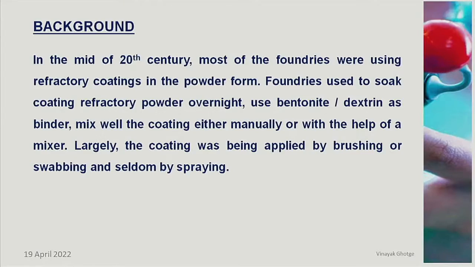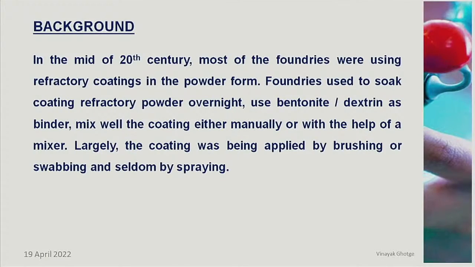I'll just go through a background because it's required. See, in the mid of 20th century, most of the iron foundries rather were using refractory coatings in the powder form only. The foundries used to get refractory powders like zirconium, graphite, and they used to use either dextrine or bentonite as a binder, soak the powder in the binder overnight, and then use a mixer or even a small mixer so that they can use this coating. And mostly these coatings were being used by either brushing or by swabbing, and seldom by spraying also.